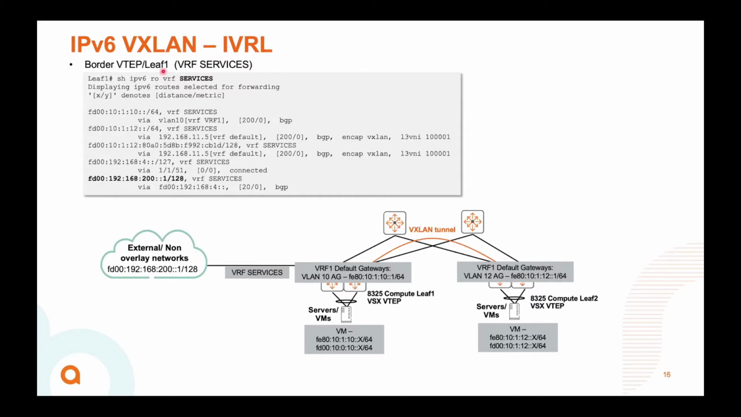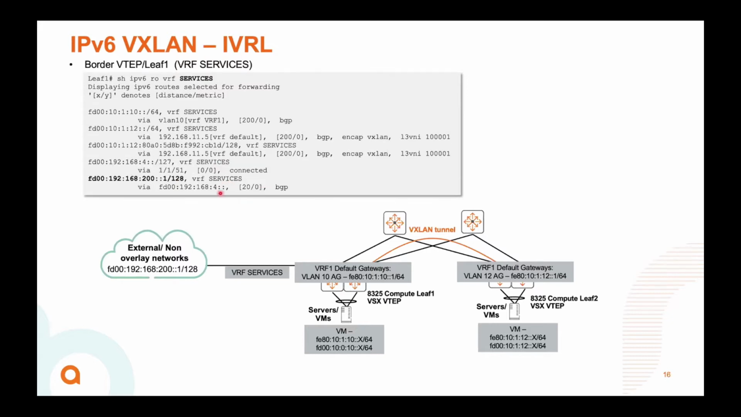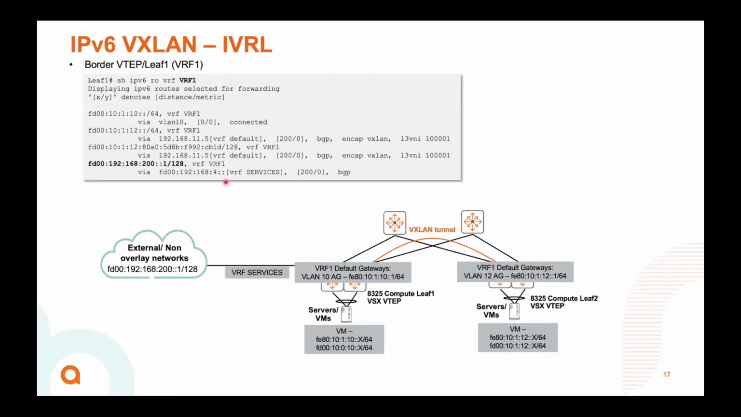So on the border, you can see here, show IPv6 route VRF services. On this leaf 1, you can see this is the remote route via services VRF. This is the next hop here. If you look at the VRF1, which you leak to, you can also see this unicast route via VRF1 now. So VRF1 knows about it, but it's through services. If you compare it before, it's via VRF services through this next hop. If you leak it on VRF1, you can see it's through the services VRF next hop.